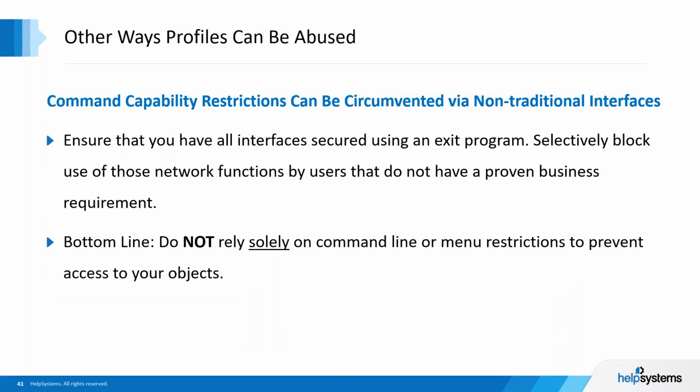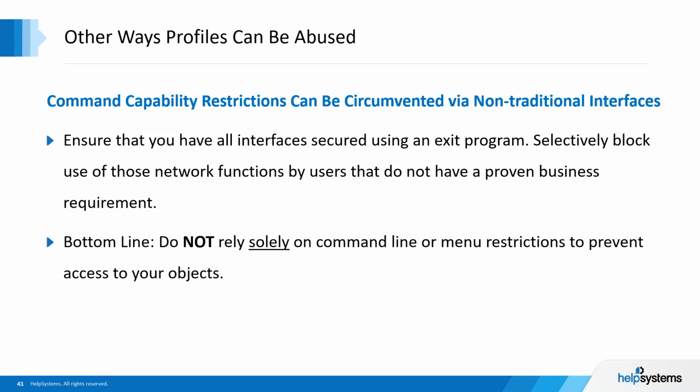A few other ways that profiles can be abused. Command line capabilities can be circumvented some ways through non-traditional interfaces. What I mean by that is that I talked of the green screen, but there are other ways to run commands. Many TCP services allow commands to be issued, and not all of them respect the limit capability setting. Now, you want to make sure all of your interfaces are secured using an exit program. If you're not familiar with that concept, let me know. We can certainly share some data with you. But we also have recorded webinars on that specific topic.